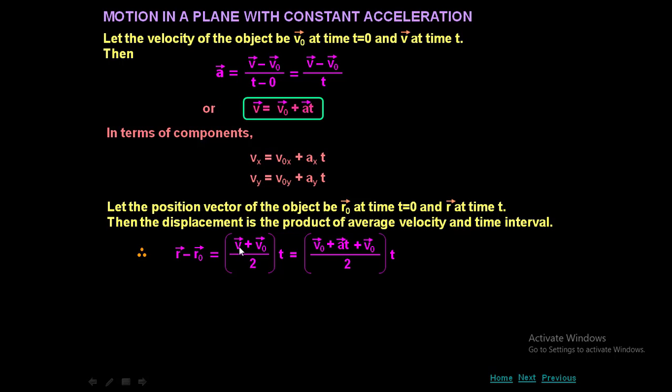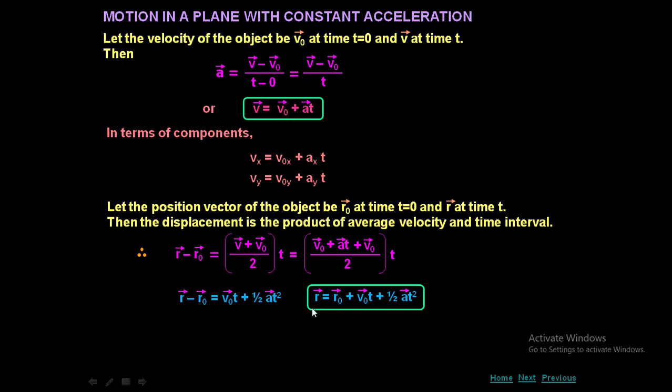equal to, now v bar can be represented as v naught bar plus a bar t, plus v naught bar, by 2 into t. Now you are going to add these two. You are going to have the equation as r bar minus r naught bar equal to v naught bar t plus half a bar t square, which is your second equation of motion. That is s equal to ut plus half at square. Now here this r minus r naught is nothing but s bar. Change in position is nothing but displacement. Now r bar can be written as r naught bar plus v naught bar t plus half a bar t square. Now here this is also the equation in a plane.